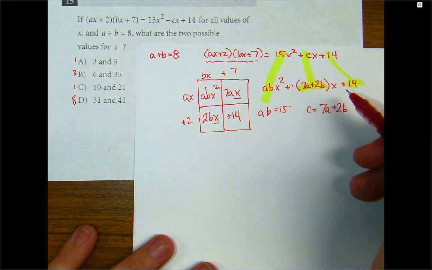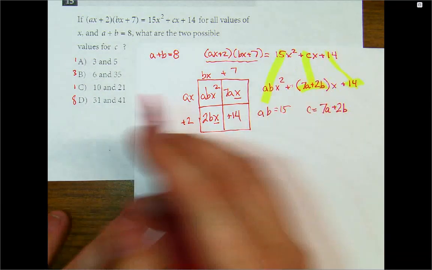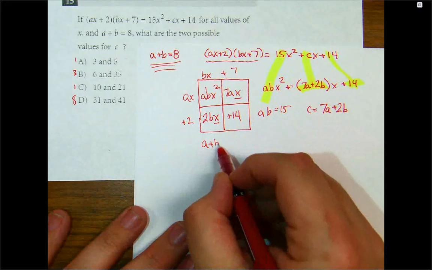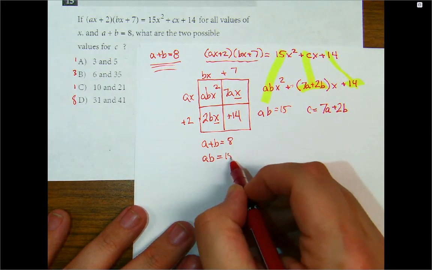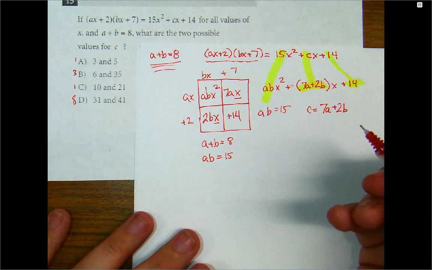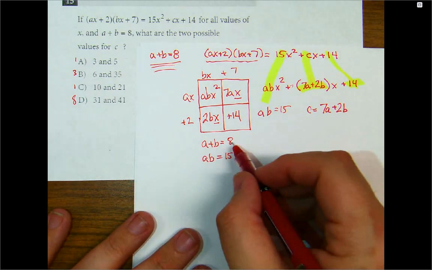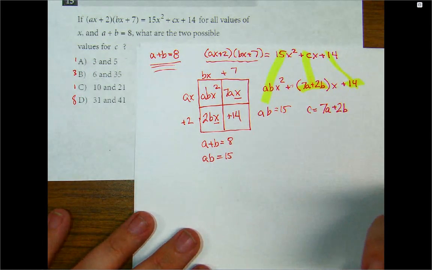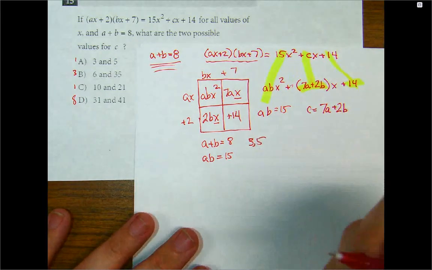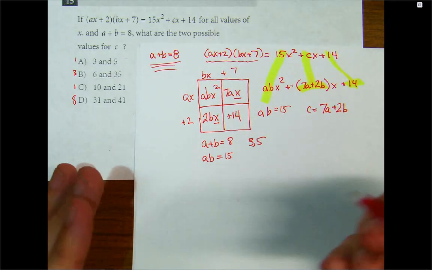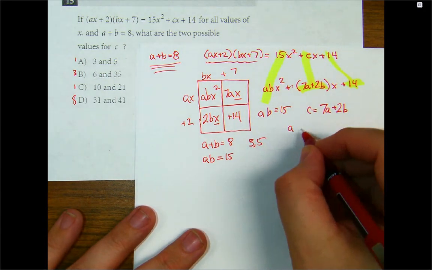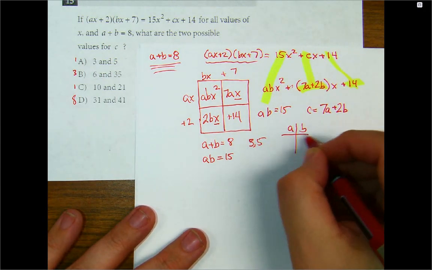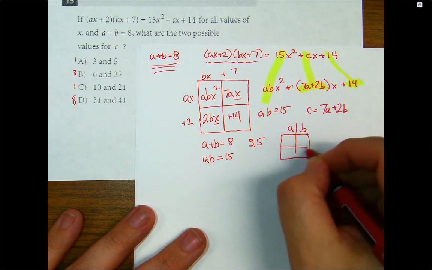Now, take what we were given. I know a plus b has to be equal to 8, but I also know a times b has to be equal to 15. What can a and b possibly be equal to? What two numbers add up to 8 and multiply to 15? 3 and 5. Now, do you know if a is 3 or is a 5? You don't know. So one case is where it's 3 and 5, the other one is 5 and 3. And this is where we're going to get our two answers from.